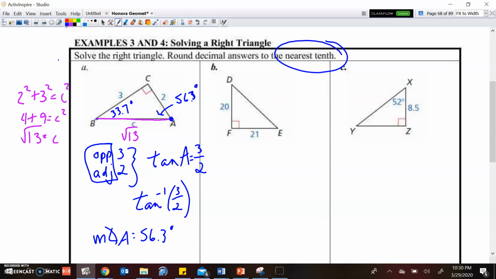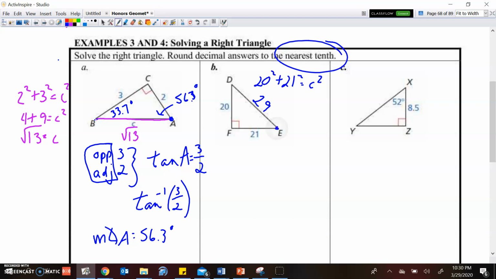Let's try letter B. I'm going to do another Pythagorean theorem. 20 squared plus 21 squared equals c squared. I know you guys are confident with the Pythagorean theorem, so I'm just going to work that out. And I'm going to get that c is equal to 29. Okay, so we have three sides.